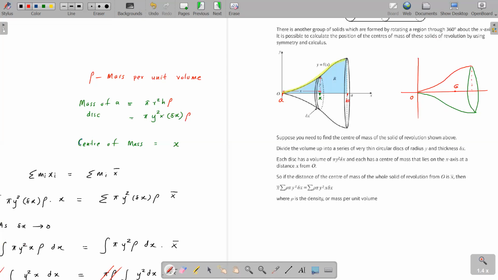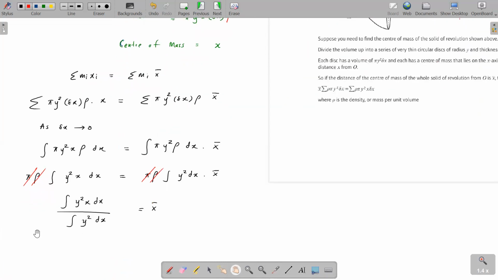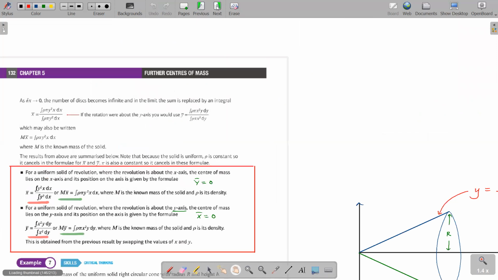In this example, a is 0. They have already used a here, right? That might confuse you. So in this situation, the limits are 0 to a. All right, guys, but when it comes to different solids, the limits might change, so you have to do it accordingly. Can you see that we got this equation?